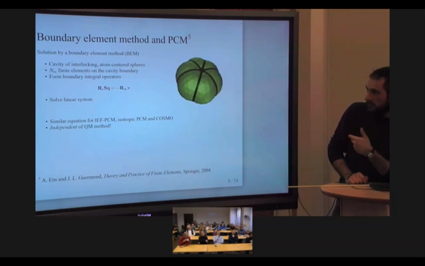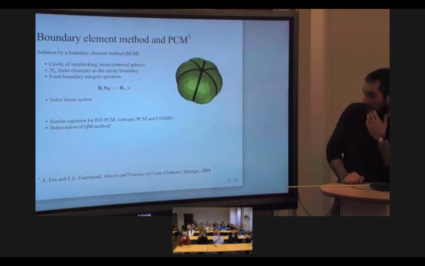Of course, once we have this linear system of equations, we have to find a way to solve it. In principle, this system of equations can be dense, so appropriate strategies should be devised if the system becomes really large and it's not possible to do a direct inversion. Again, what's important to note is that this is the same equation in case you have an isotropic environment or conductor-like boundary conditions or an anisotropic environment.